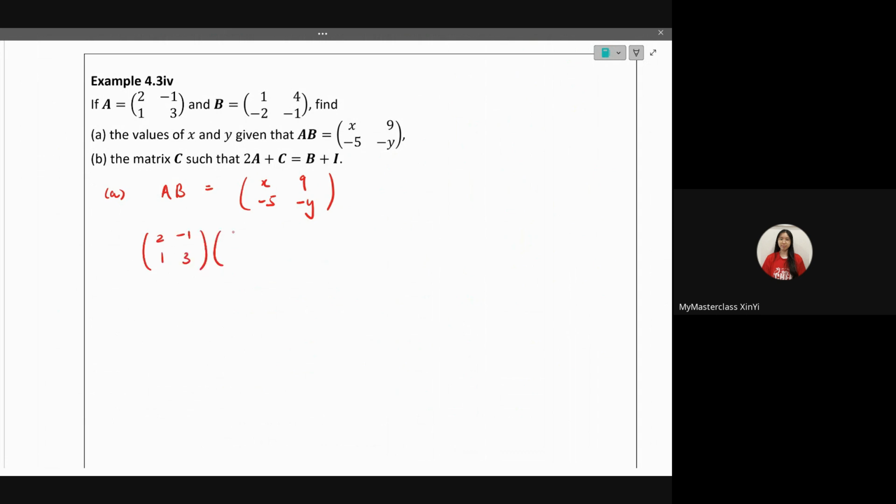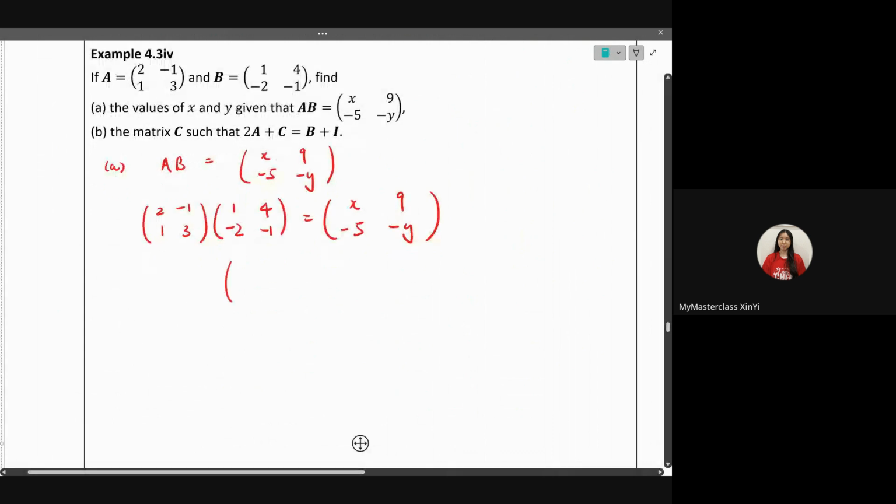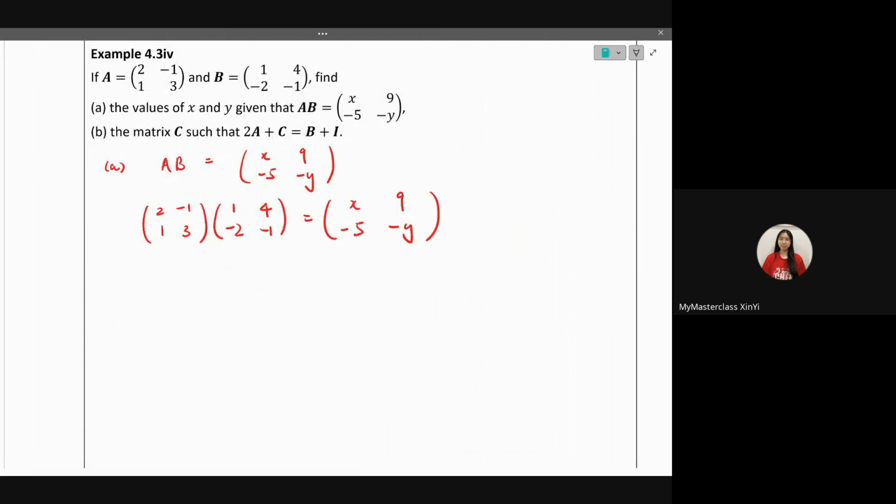By now you should be quite familiar with matrix multiplication already, so I'm just going to do it quickly. Over here, you're going to look at this row and this column first. This is going to give you 2 times 1 plus negative 1 times negative 2, which is 4. Then first row, second column, this is going to give you 9.